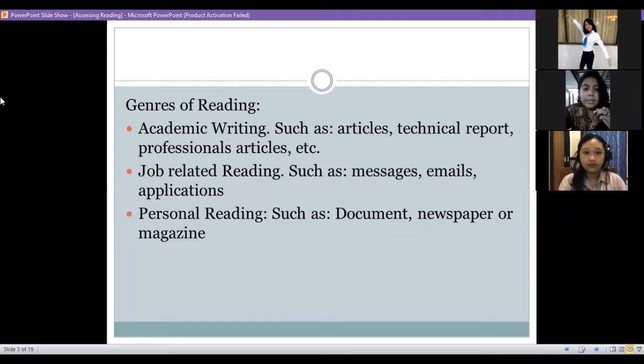Okay, let's take a look at the genres of reading. First, academic reading. Second is job-related reading, and third is personal reading. First is more formal, academic reading, which is articles, technical reports, professional articles, and etc. Job-related reading is messages, emails, and applications that you use in your daily activity. And the third is personal reading, such as documents, newspapers, or magazines. It is more likely about the books that you like to read, your favorite books, maybe novels or comics, something like that. Next.